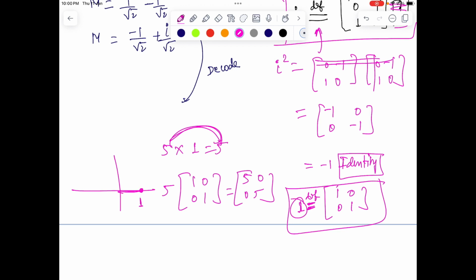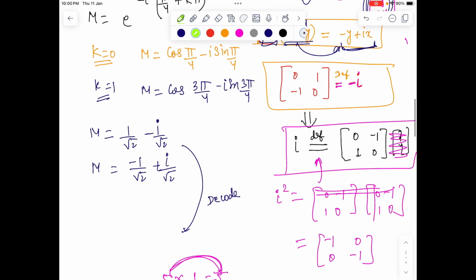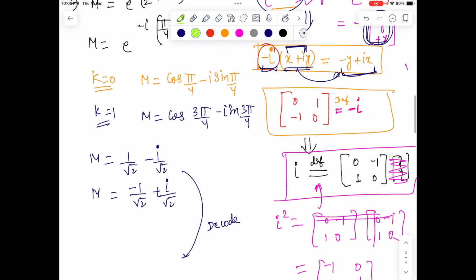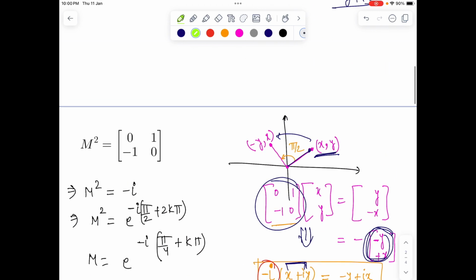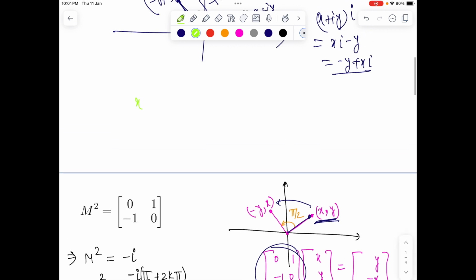So pictorially, if I take the number 1 as an operator, and if I multiply this with 5, it will remain there. So this is the input, and that will become the output. So input and output are the same. So I can treat 1 as if it were an identity matrix. I'm treating i as if it is a rotation matrix. And with that, I can now represent any number in the form of iota.